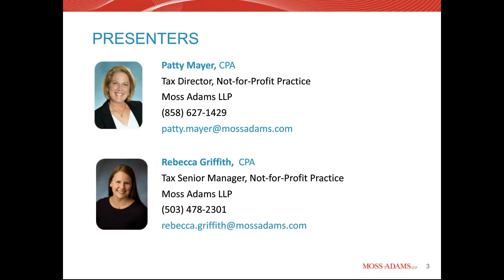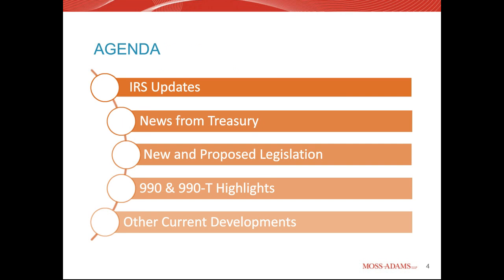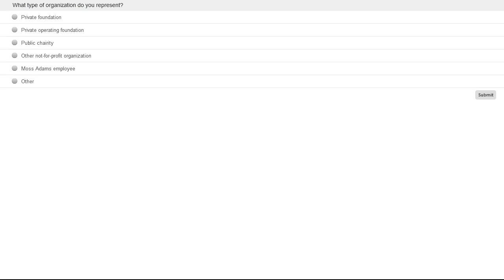In today's presentation, we'll be covering IRS updates, news from Treasury, new and proposed legislation, 990 and 990T highlights, and other current developments. And we'll kick things off with our first polling question: what type of organization do you represent? Your options are private foundation, private operating foundation, public charity, other not-for-profit organization, a Moss Adams employee, or other. I'll give you a few moments to respond. To participate, please click the button next to the answer you choose and hit submit.